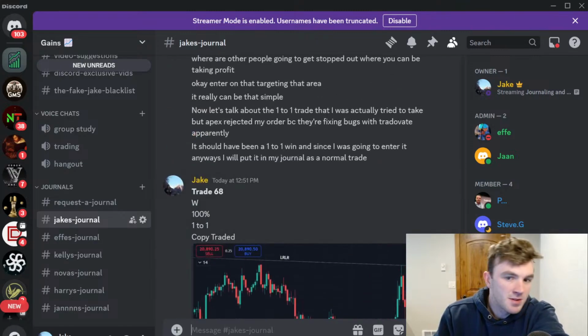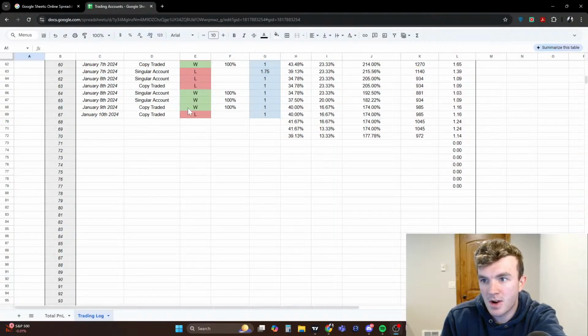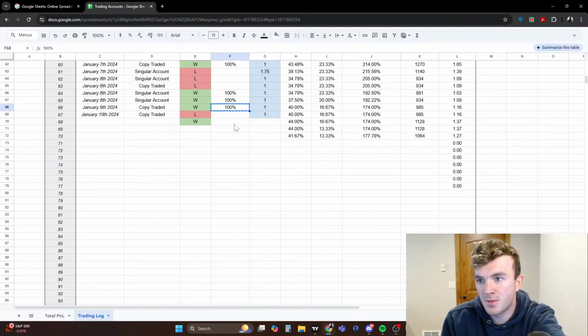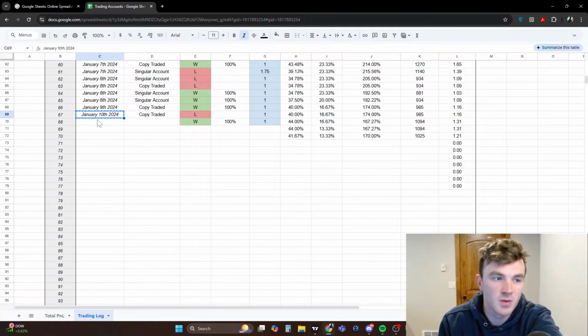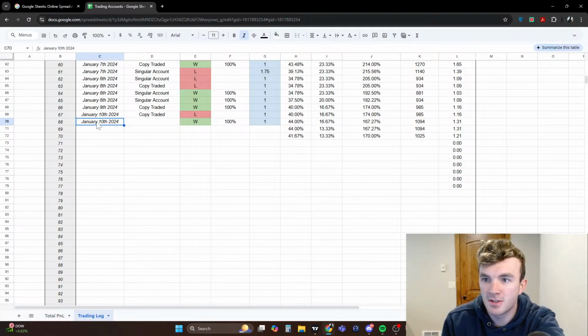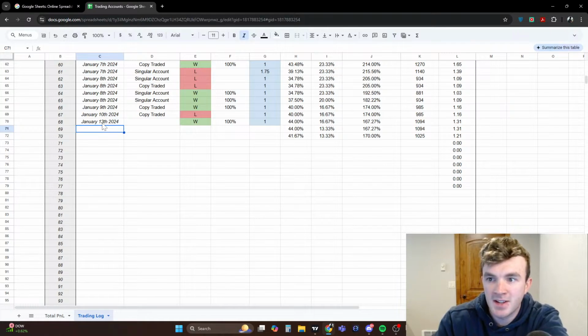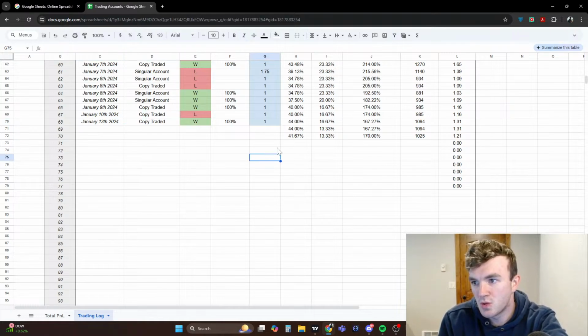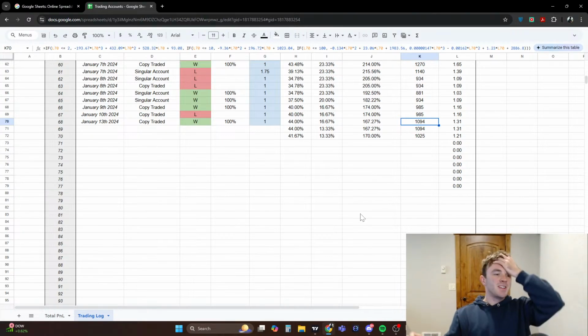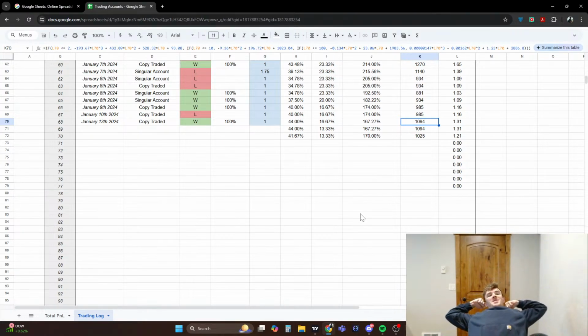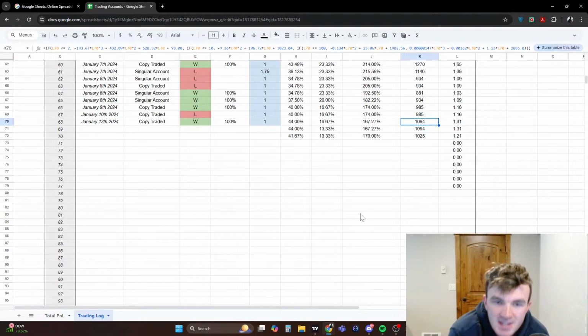Alright, let's put that in the journal. Alright, trade 68, copy traded 1-to-1. Yes, I know I didn't actually take it, but I'm still putting it in here because I was going to take it. I literally tried to enter, so I'm going to count that as an actual trade. And yeah, dude, new rating 1,094. Let's go. That's sick. That's really good. So yeah, sweet.